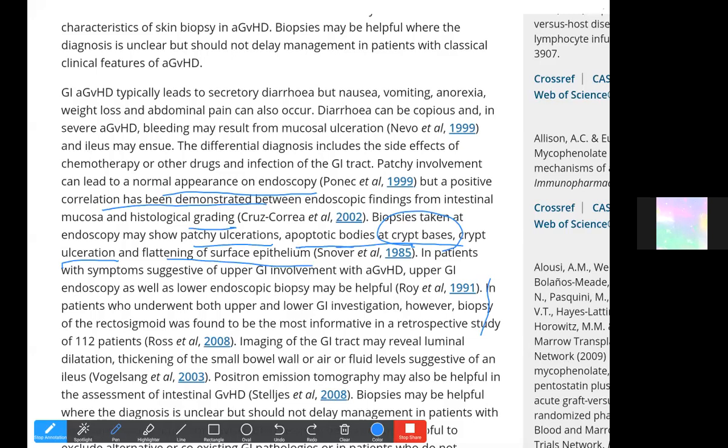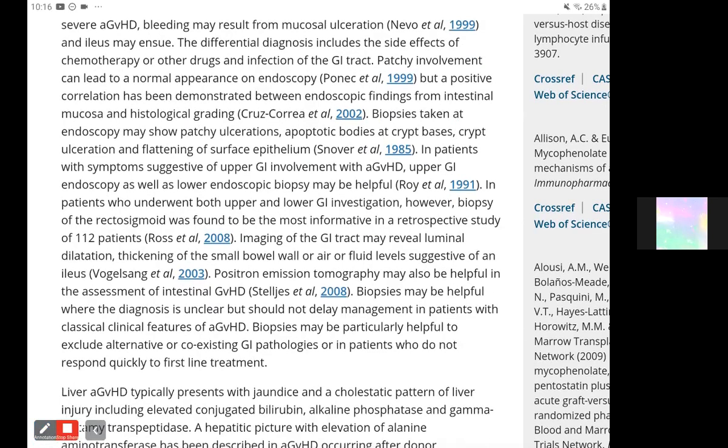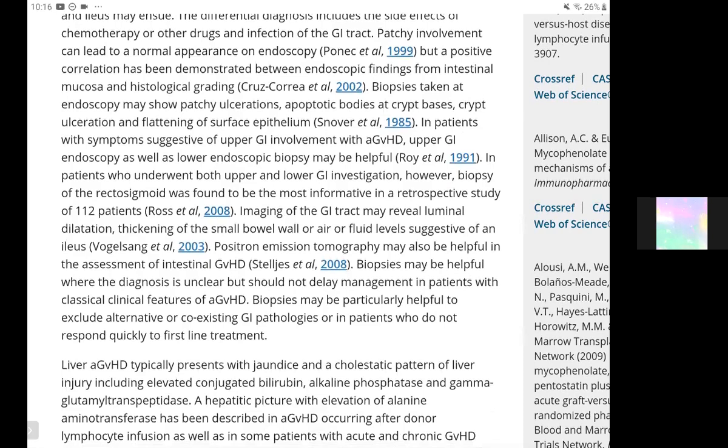In patients with symptoms suggestive of upper GI involvement with acute GVHD, upper GI endoscopy is needed. However, lower endoscopic biopsy may also be helpful, because both upper and lower may be involved at the same time. But in patients who underwent both upper and lower GI tract biopsy, biopsy of the rectosigmoid was found to be the most informative. Not only the histological findings, but also the imaging of the GI tract may reveal luminal dilation with thickening of the small bowel wall.